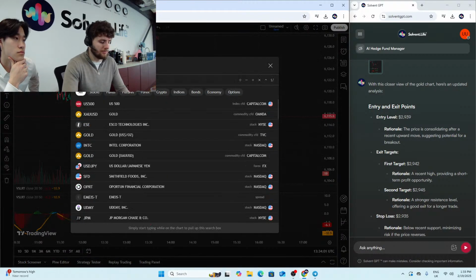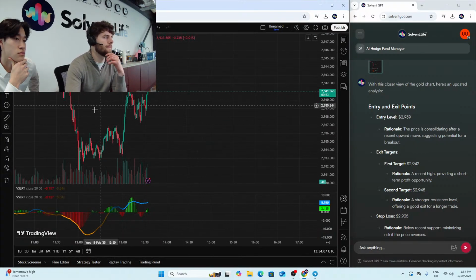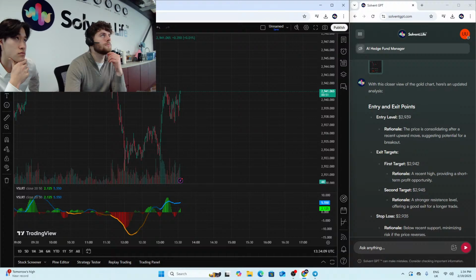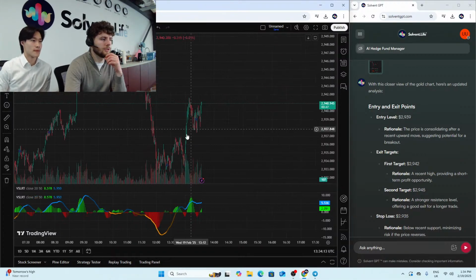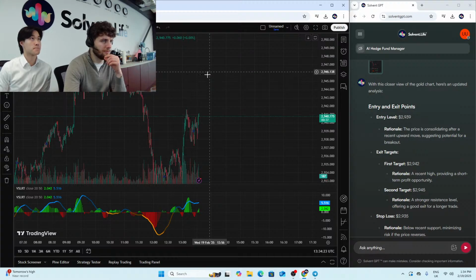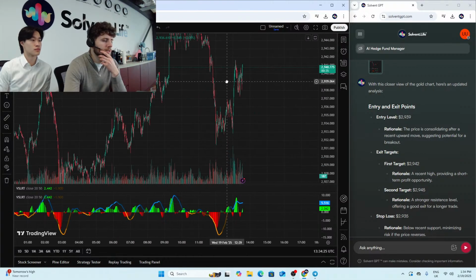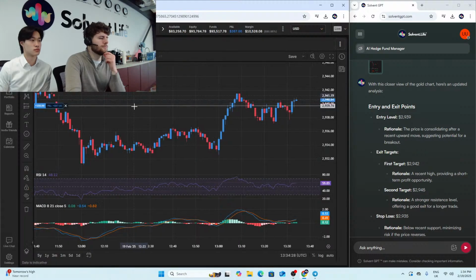US 500, and then we'll go back to gold just quickly. Fantastic. So gold heading upwards, most likely, and we could see maybe around 2944. We could see 2946, very possible. But yeah, we'll let these trades play out.